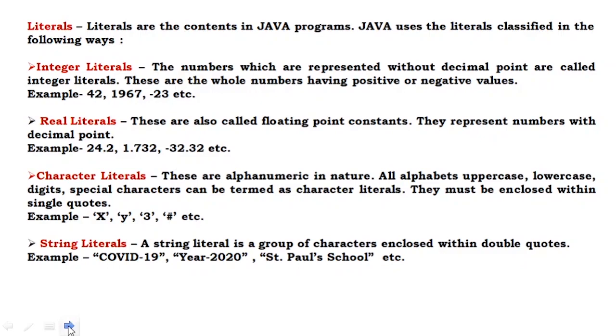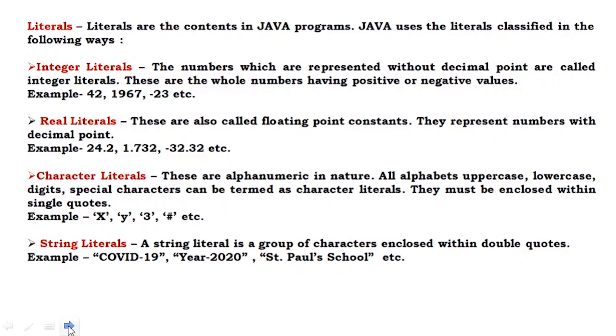Children, literals are the constants. Literals are the constants in Java programs. Java uses the literals classified in the following ways. First is integer literals. The numbers which are represented without a decimal point are called integer literals. These are whole numbers having positive or negative values. So examples are 42, 1967, minus 23. All these are your integer literals. Integer literals may be positive or negative without any decimal point.